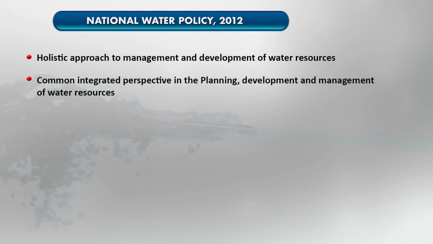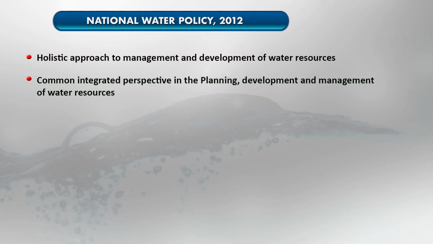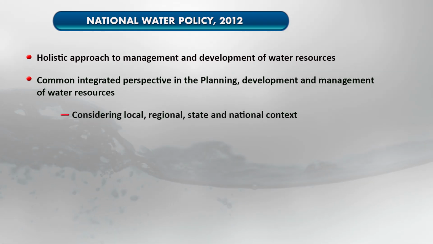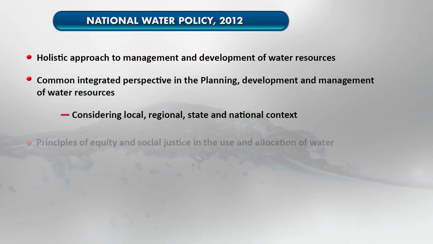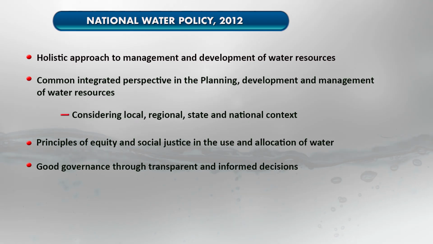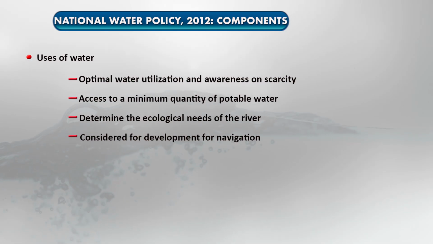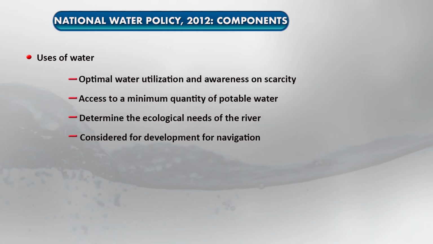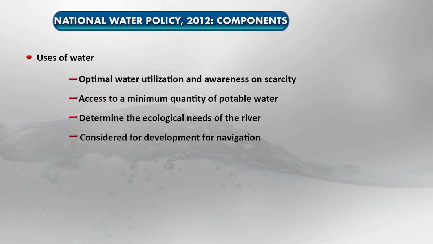So after identifying these issues, the government of India brought in the national water policy in the year 2012. That is a very holistic approach to management and development of water resources. Basically this policy adopted a common integrated perspective in planning, development and management of water resources, considering the local, regional, state and national context, and the principle of equity and social justice in the use and allocation of water was followed, and good governance through a transparent and informed decision-making process was also recommended under the National Water Policy 2012. And there are different components in the National Water Policy 2012, like the use of water. They have recommended many things. That is one of the components of the National Water Policy 2012.